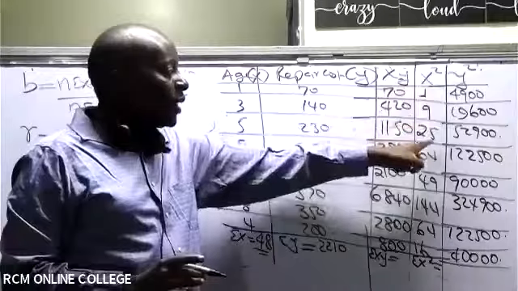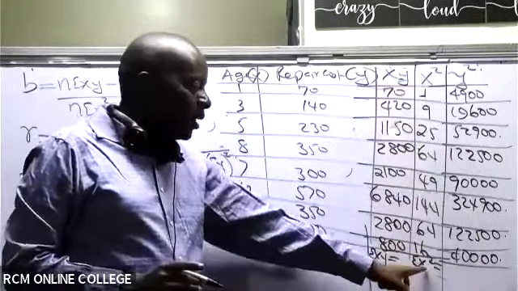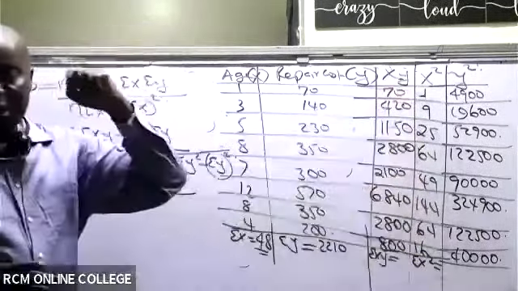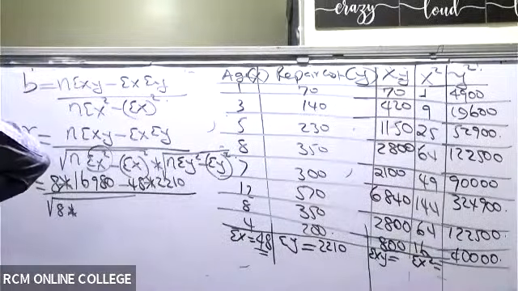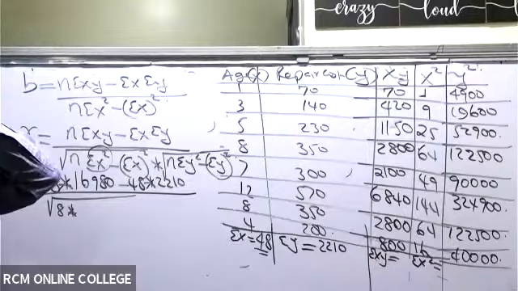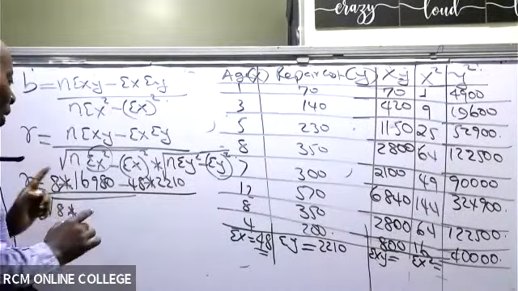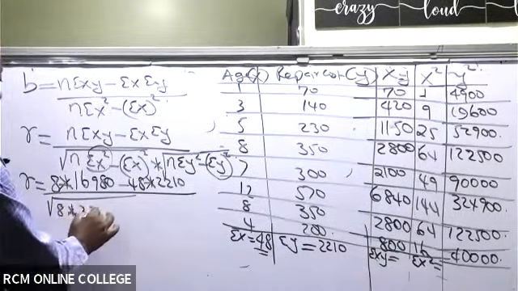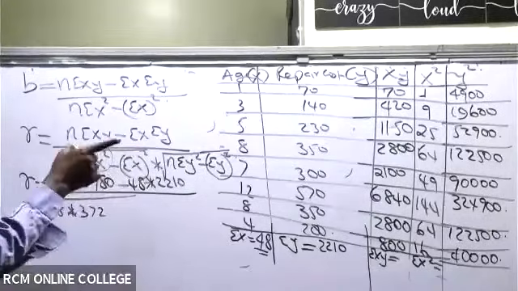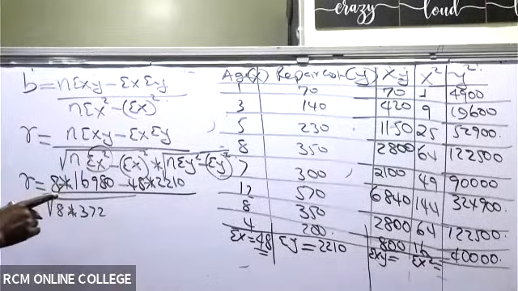Summation of x squared. Is there any ninja that can remember the figure that we had for summation of x squared? I'm being told it was 372. I'm waiting for someone else to remind us. Thank you very much, Laura has been able to remind me. So 372. Don't square again, because that figure comes squared.